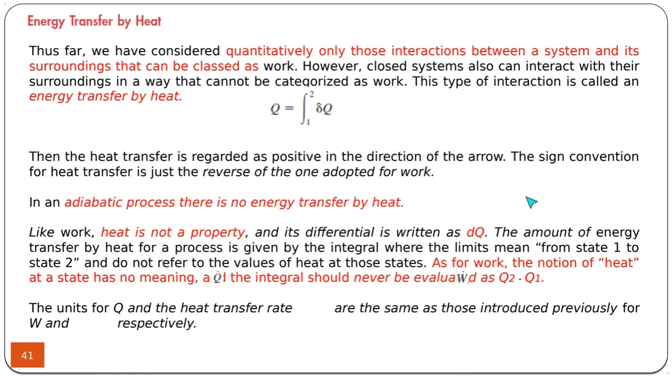We have two types of energy interaction of a closed system with the surroundings. One of them is work, which we have just seen. The other type of energy interaction with the surroundings of a closed system is energy transfer by heat. So for a closed system, energy can be transferred by either work or by heat. In an open system, it can also be transferred by a stream of hot fluid or cold fluid. And in open systems, energy can be transferred by the mass flow of the cold or hot streams.